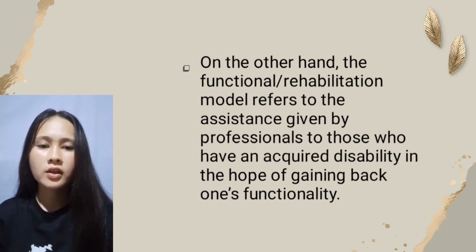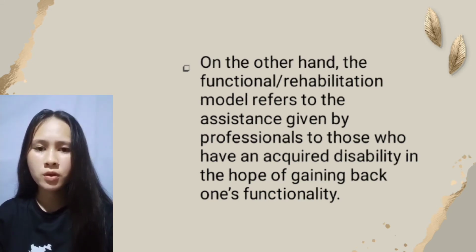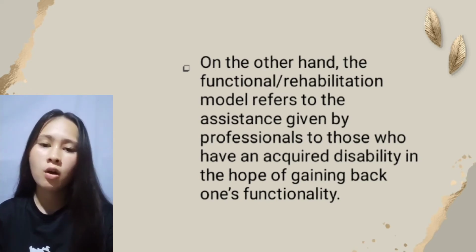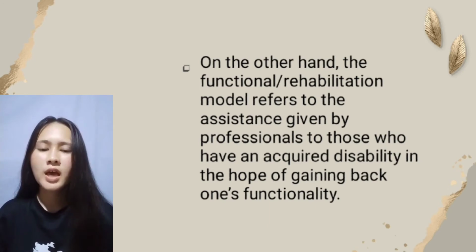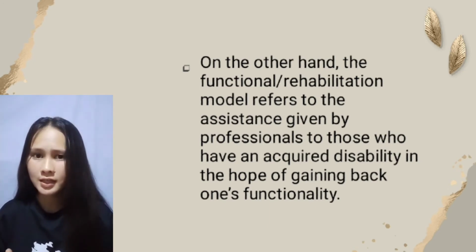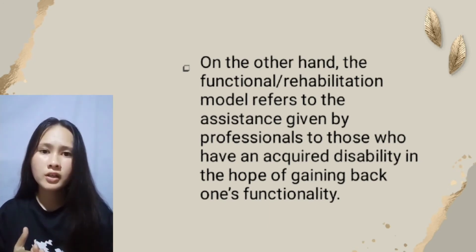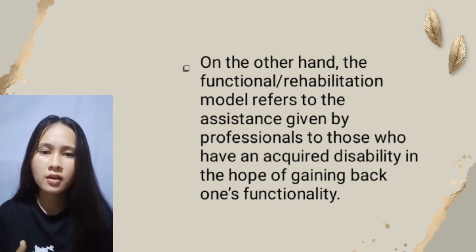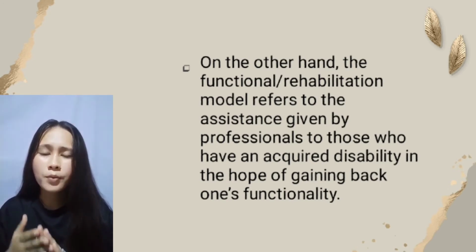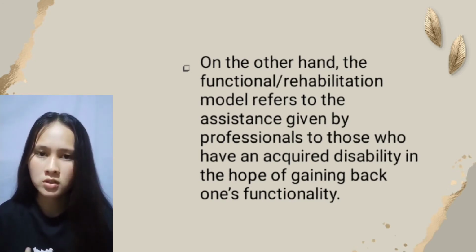On the other hand, the functional or rehabilitation model refers to the assistance given by the professional for those of an acquired disability in the hope of gaining back one's functionality. So, in this part, the functional or rehabilitation model actually refers to regaining skills, abilities, or knowledge that may have been lost due to an accident, illness, or injury. So, when we say regaining, it means that the person already had the skills but once lost them.